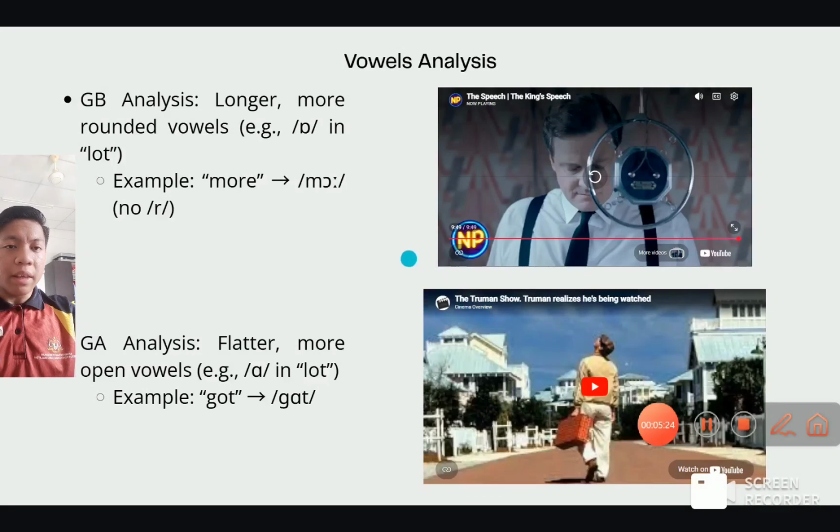As you can hear, the person in the clip said more, and the R is barely noticeable. And then for the General American analysis, the vowels are flatter and more open. For example, got.